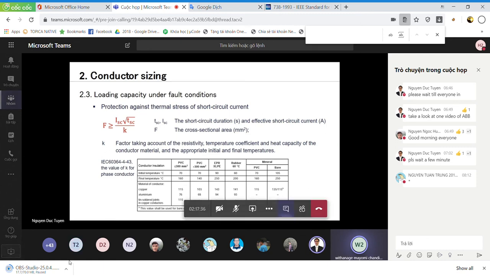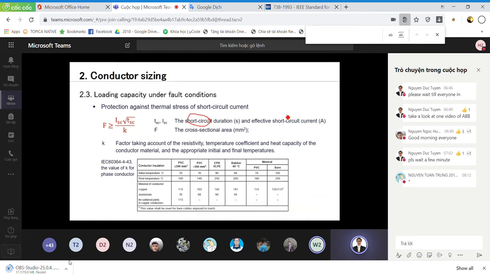If greater than or equal to ISC. ISC is the short circuit current and duration, which should be in chapter number 6 maybe, the previous chapter. And the K factor is based on the international standard. You see that the K factor is very high, but you can make a division, make calculation. You can easily find the F value.